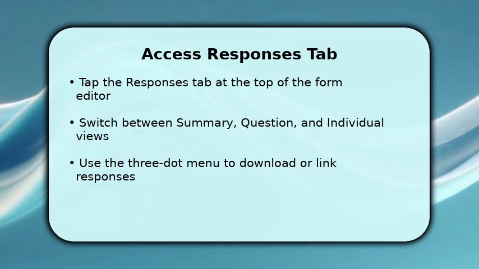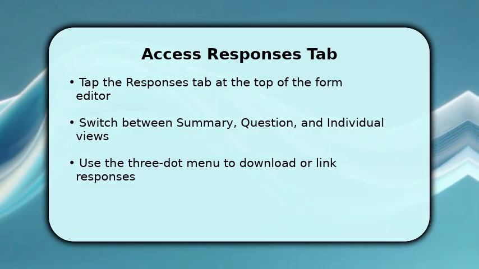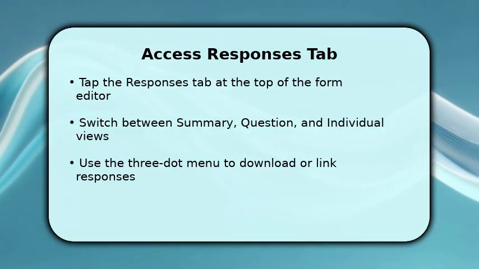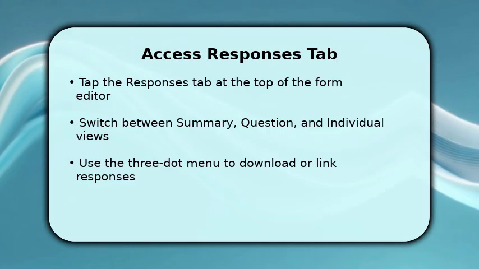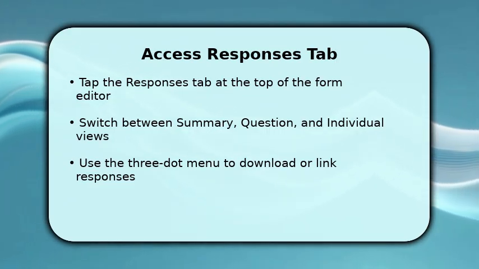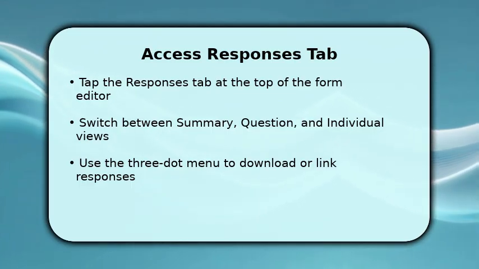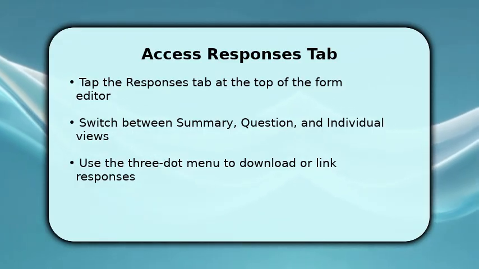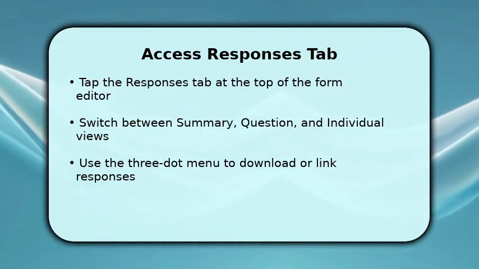Once inside, switch between Summary for overall stats, Question for per question breakdown, and Individual to see each submission. This is how you inspect specific answers. If you need offline access, tap the three-dot menu to export responses to Google Sheets or download a CSV. Exporting preserves data and lets you analyze or share results securely with collaborators.